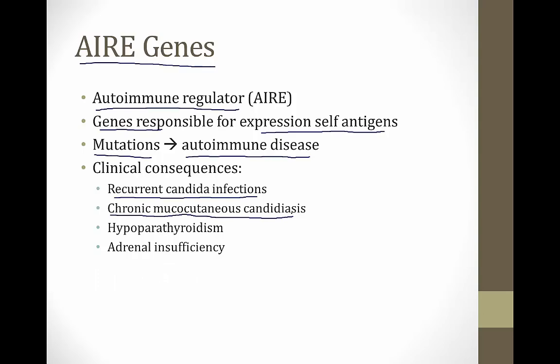In addition, the autoimmune consequences of AIRE gene mutations, for reasons that are poorly understood, appear to be directed at endocrine glands. So patients with AIRE gene mutations develop hypoparathyroidism and adrenal insufficiency. And that concludes our module on T cells.